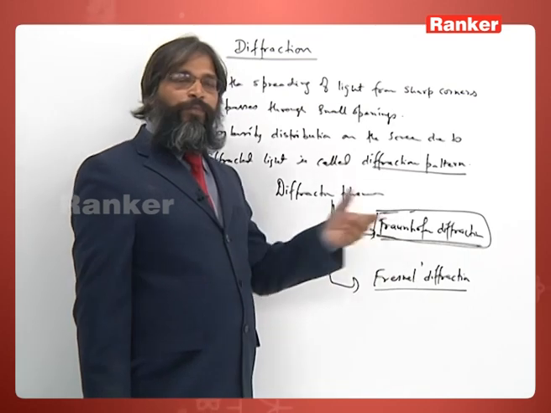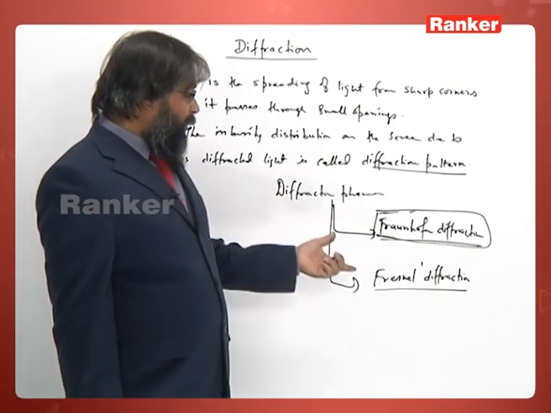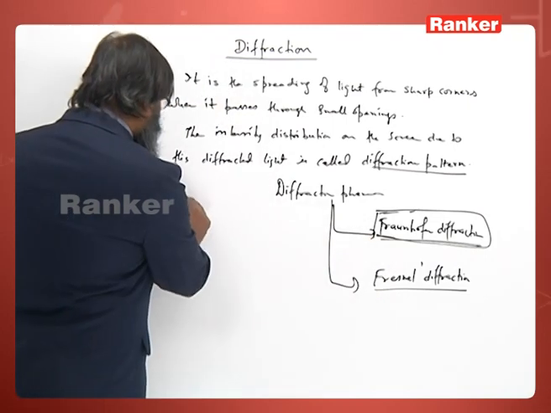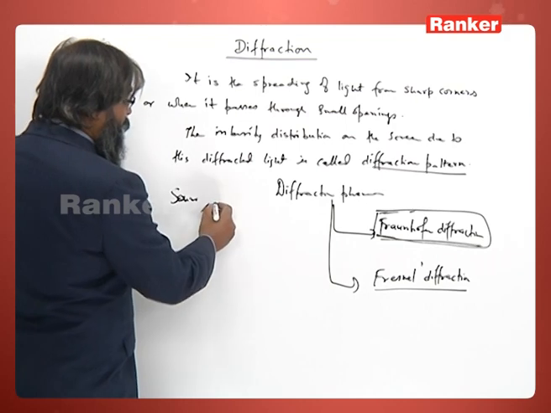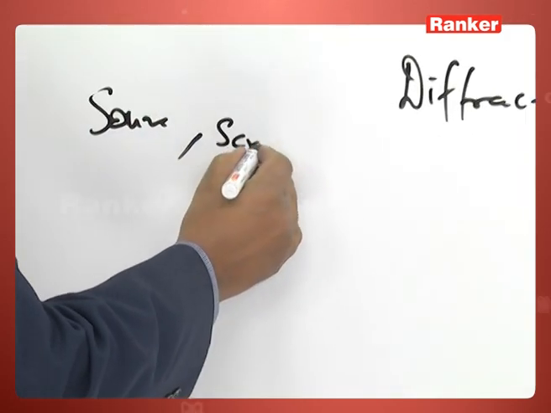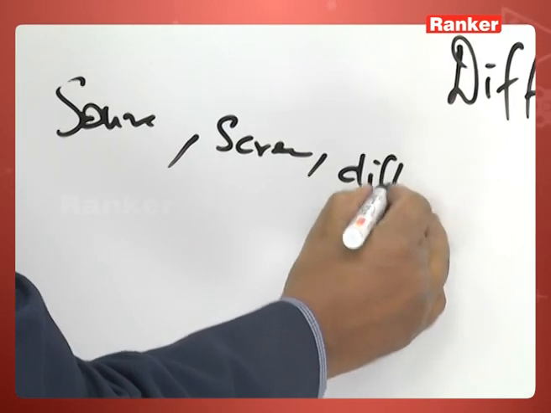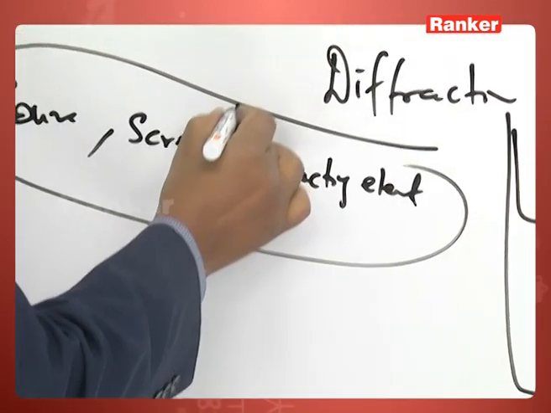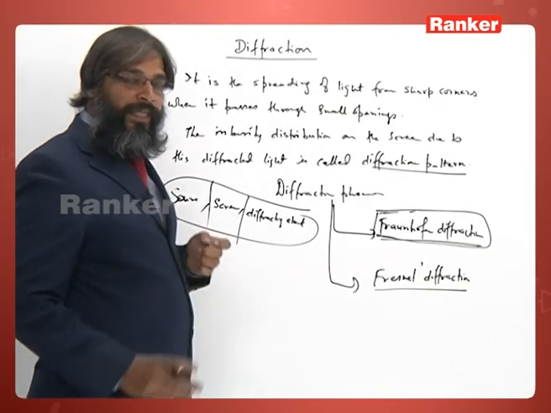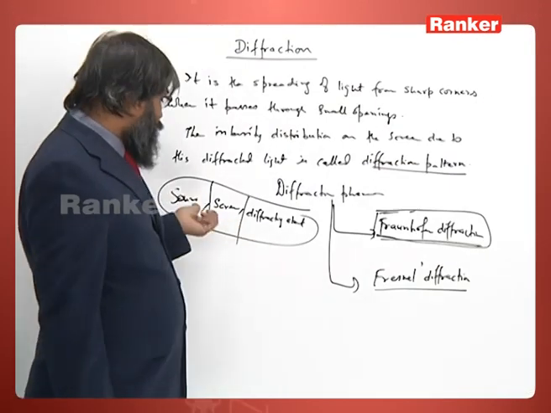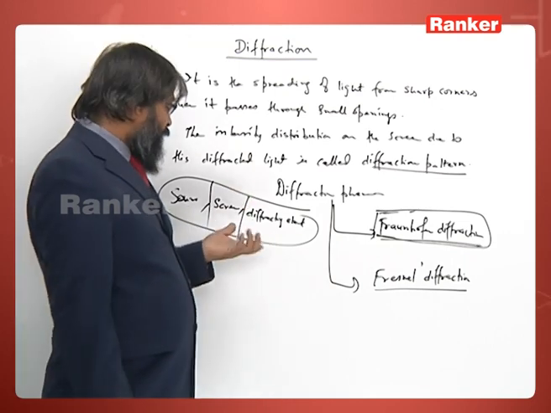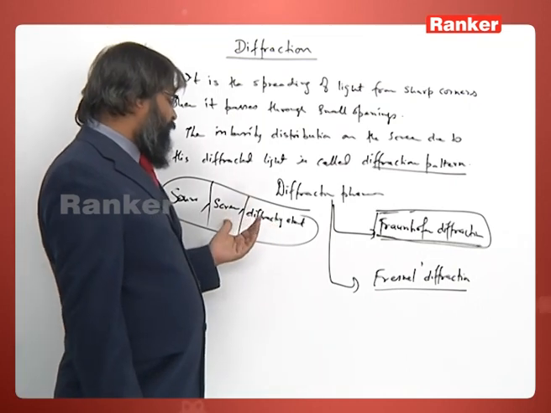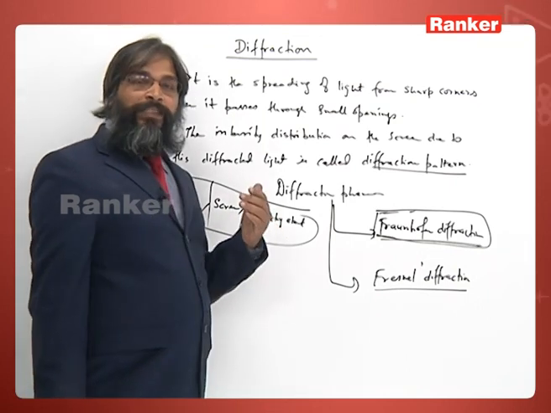Now, there are three things in diffraction: the source, then the screen, and then the diffracting element. So here we have three important things in a diffraction phenomenon: the source of light, the screen where we are going to see the interference pattern, the diffraction pattern, and the diffracting element.